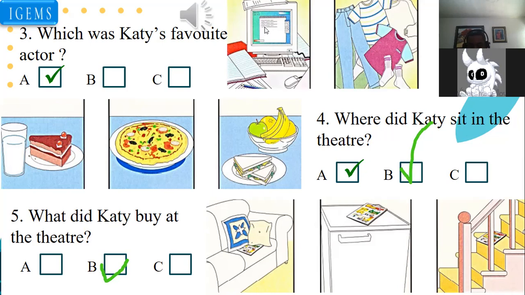Now listen to part four again. 1. Which program does David want to watch on TV?